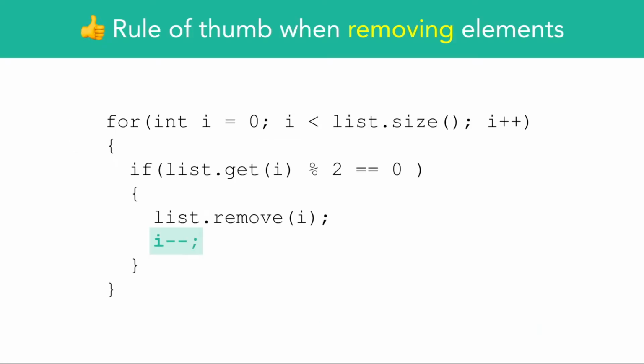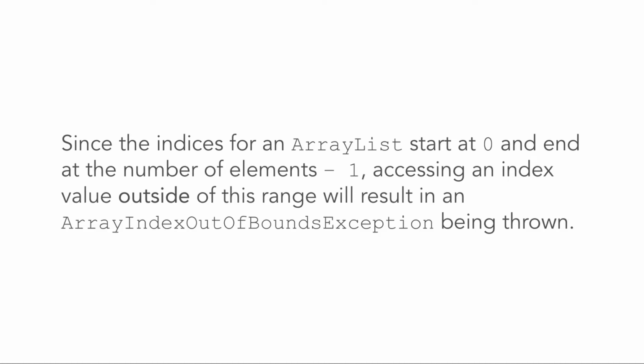In summary, knowing that an array list is dynamic and can shrink its size when removing elements, consider how that impacts the remaining elements and their positions in the array list. Decrementing the index when an element is removed prevents you from accidentally skipping over elements that have shifted. Just as with arrays, since the indices for an array list start at 0 and end at the number of elements -1, accessing an index value outside of this range will result in an array index out-of-bounds exception being thrown.